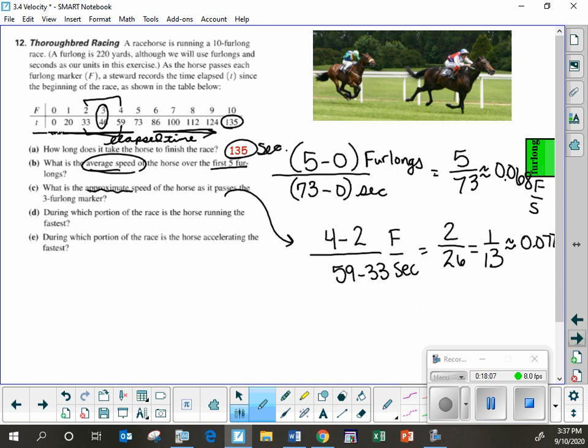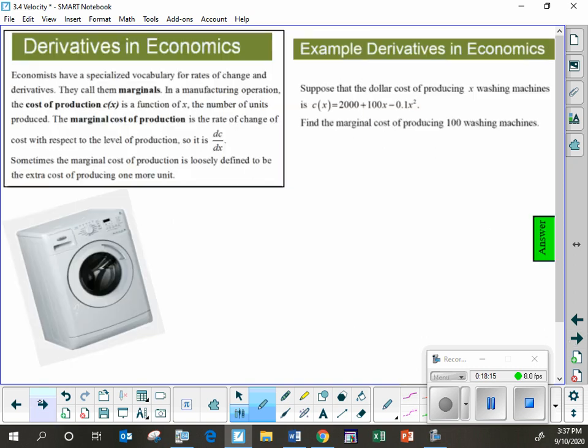All right, during which portion of the race is the horse running the fastest? You can check it out. It's near the end of the race. All right, enough on that one.